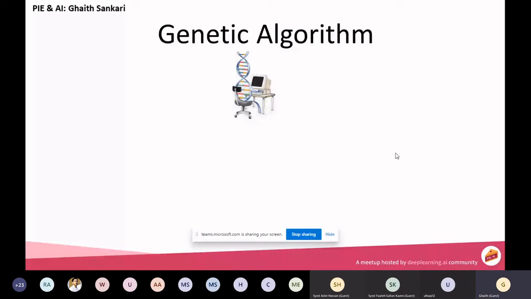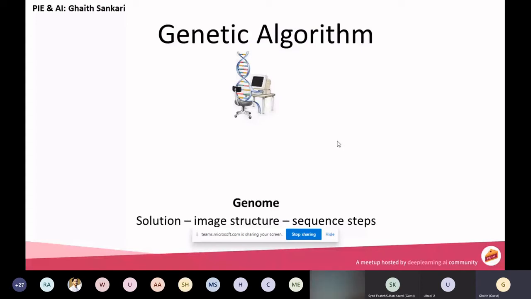The genetic algorithm, from the name itself, is trying to represent, or match, the evolutionary theory. According to that, we are trying to create a genome or chromosome. This genome might be a solution for any kind of problem. One of them is the multi-travel salesman problem. Or it can be the image structure or the pixels of the images. It will be stored in this genome or chromosome.